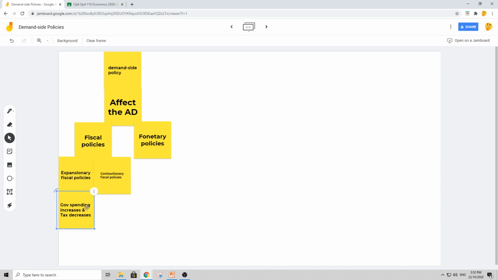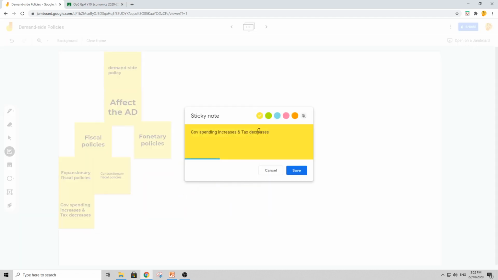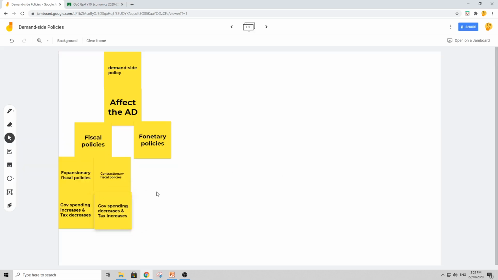And for contractionary, it's just the opposite. I think you all get that. So here, decrease the government spending and increase the taxes. All right, so there you go. So here you have a very basic structure for the policy.